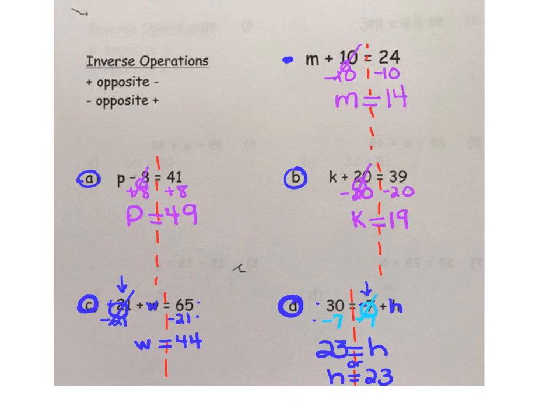For our sample problem, you should have subtracted 10 from both sides, and your final answer is M equals 14. For letter A, you should have added 8 to both sides. Our final answer is P equals 49. And for letter B, you should have subtracted 20 from both sides. Our final answer is K equals 19. This concludes page 7 of your Excel packet.